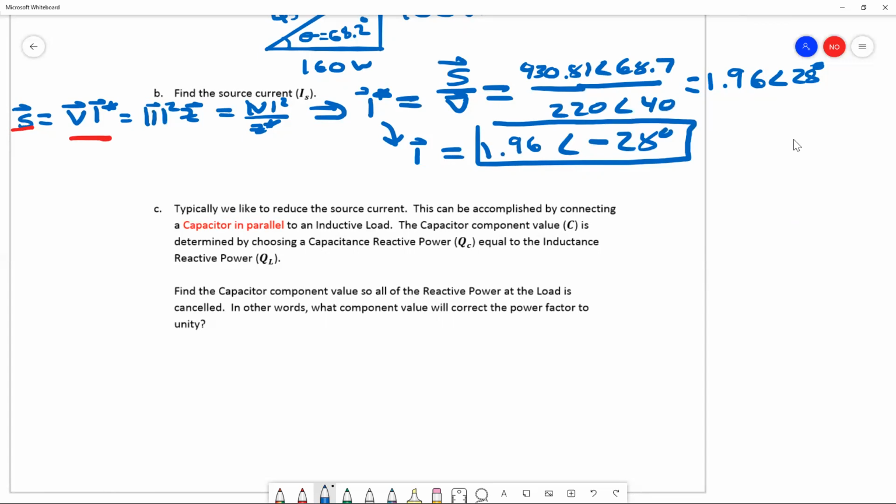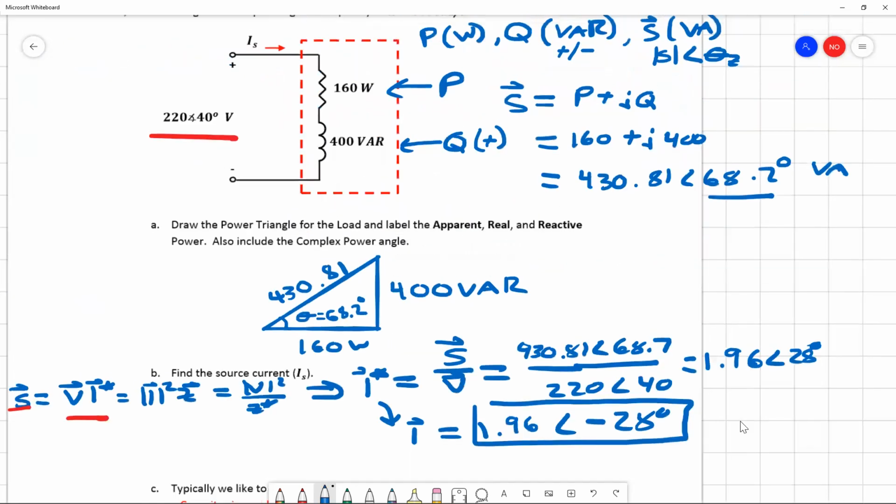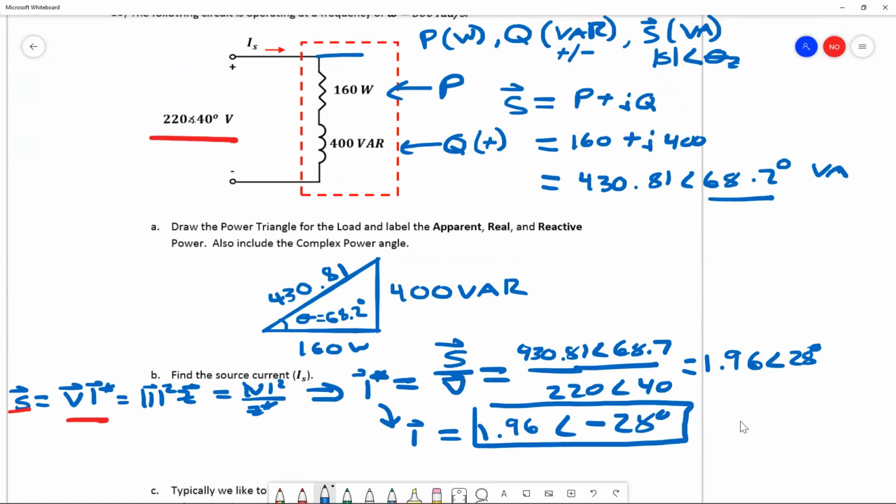All right, so what do they mean by that? That means we have to find a capacitor that will cancel out our reactive power and turn the total reactive power of the circuit to 0. So we'll say QL is equal to 400, and that's going to be equal to the reactive power of the capacitor we're going to add. Remember, we're adding the capacitor right here in parallel with the load.